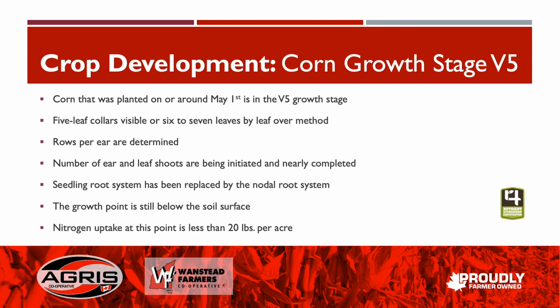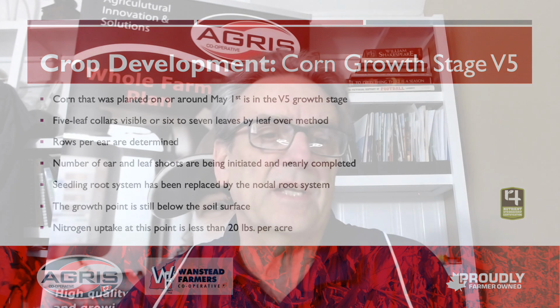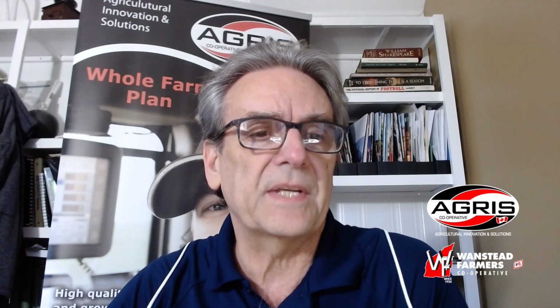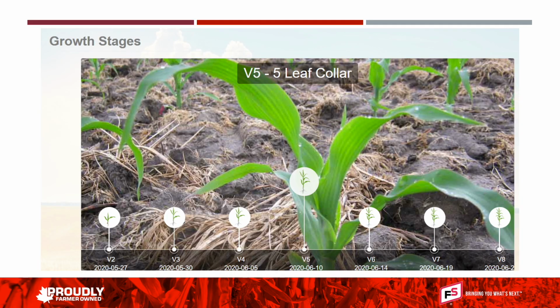Is the number of rows per ear already being initiated? The number of ear and leaf shoots that the plant will produce is also being initiated at this stage. The seedling root system is becoming less important as the nodal root system takes over, and that's the root system that will carry the crop through to maturity. The growth point at this stage is still just below the soil surface, and uptake at this point is less than 20 to 25 pounds an acre, so not a lot of nitrogen uptake at this point. Growth stage, as I said, around V5 estimated.